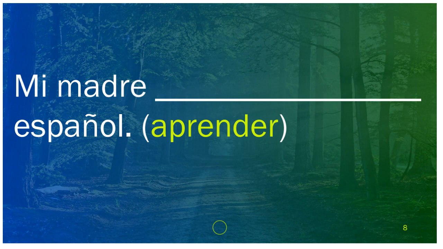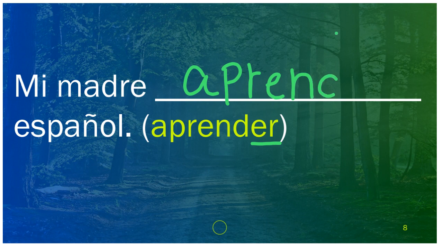Okay, here we have mi madre blank español. And what we're wanting to say is my mother learns Spanish. So we're going to take our verb aprender and we're going to conjugate it to match our subject. We will do the first step, which is take the ER off the end. So we end up with this. And then we're going to look at our subject. And our subject is madre.